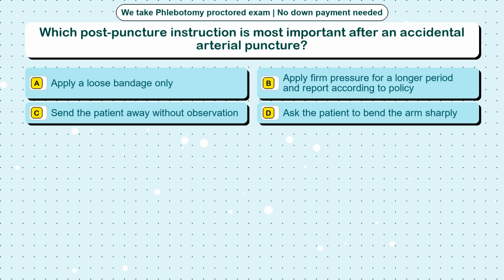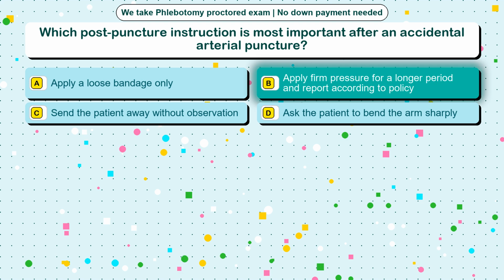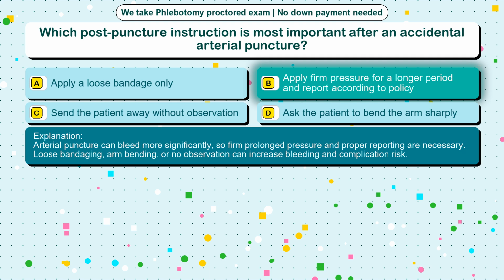Option C, send the patient away without observation. Option D, ask the patient to bend the arm sharply. The correct answer is option B, apply firm pressure for a longer period and report according to policy. Arterial puncture can bleed more significantly, so firm prolonged pressure and proper reporting are necessary. Loose bandaging, arm bending, or no observation can increase bleeding and complication risk.